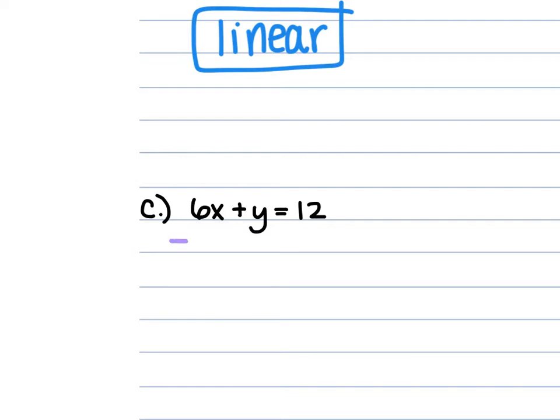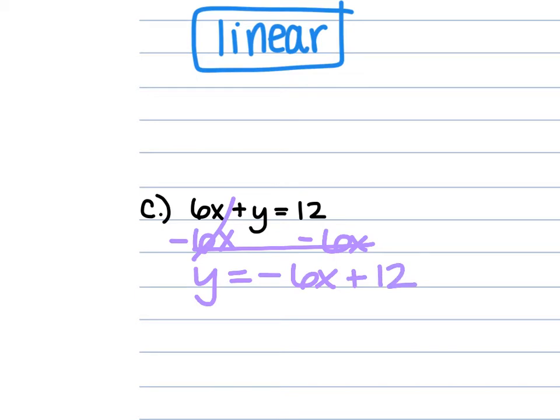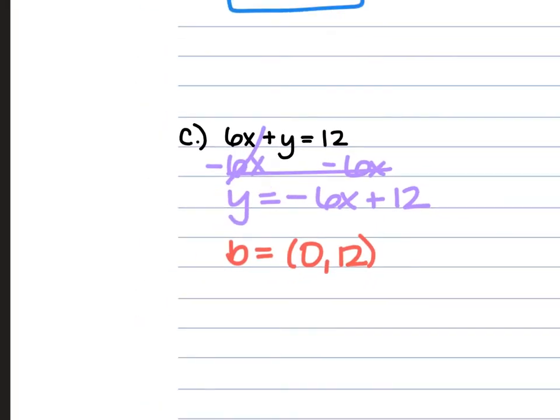If you wanted to solve it for y, we can subtract the 6x from each side and we have y is equal to negative 6x plus 12. So this is telling us that our y-intercept is the point 0, 12, and then our slope is negative 6. So this means we're going to go down 6 to the right 1.